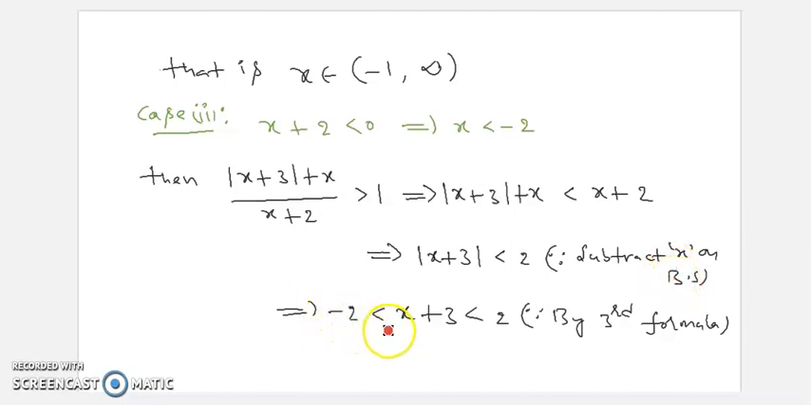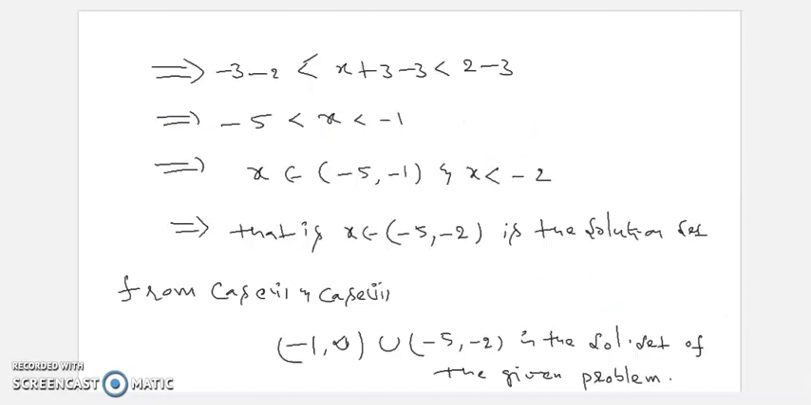That implies minus 2 less than x plus 3 less than 2 by the third formula. So after some simplifications, we got the value x belongs to open interval minus 5 comma minus 1 and in this case x less than minus 2. So we consider the solution set less than minus 2 numbers, means x belongs to open interval minus 5 comma minus 2 is the solution set. From case 1 and case 2, the total solution set for the given inequation is open interval minus 1 comma infinity union open interval minus 5 comma minus 2.